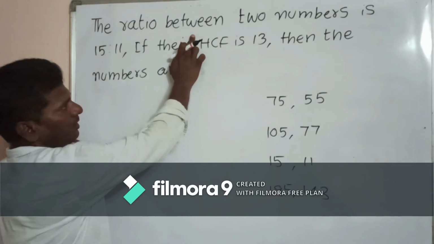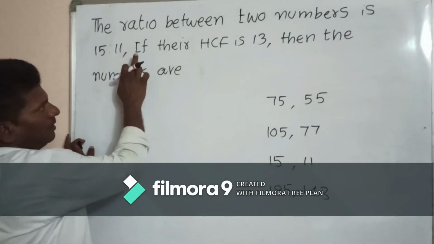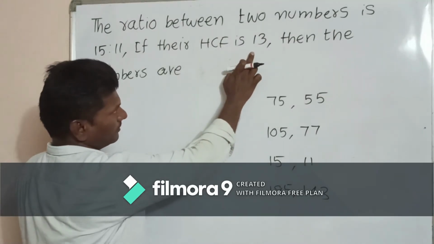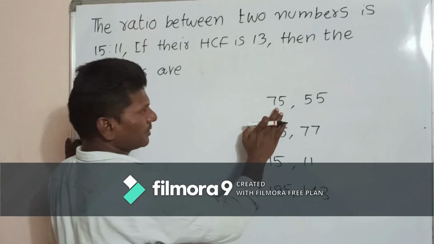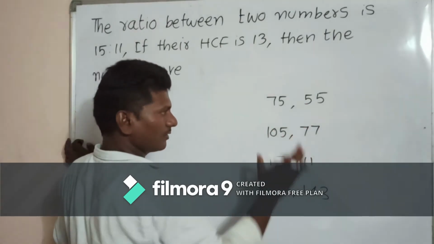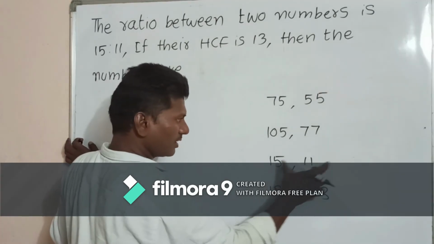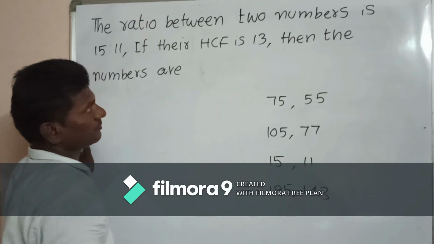The ratio between two numbers is 15:11. If their HCF is 13, then the numbers are: first option is 75 and 55, second option is 105 and 77, third option is 15 and 11, fourth option is 195 and 143.